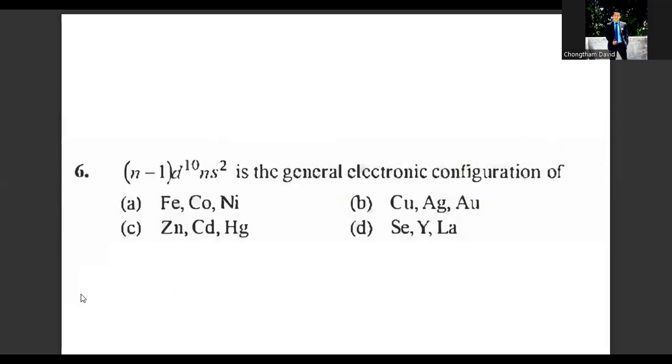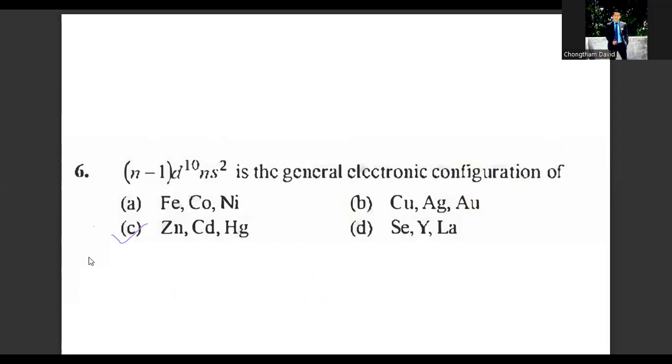Question number 6. (n minus 1)d10 ns2, that is penultimate d electrons and ns2 valence electrons. This is the general electronic configuration of pseudo transition elements, that is zinc, cadmium, and mercury. Great. Let's read question number 7.